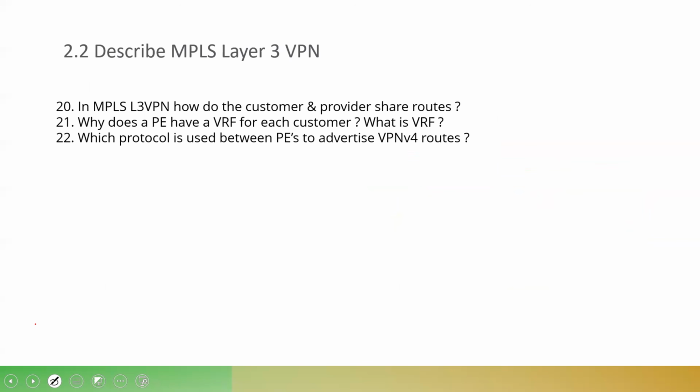First of all, what is layer 3 VPN and what does it mean by sharing the routes between customer and the provider? Then why are we using VRF, virtual routing forwarding instance, and what's the use of it? And then finally, what is the protocol being used in between different PEs? Okay, so let's understand one by one.